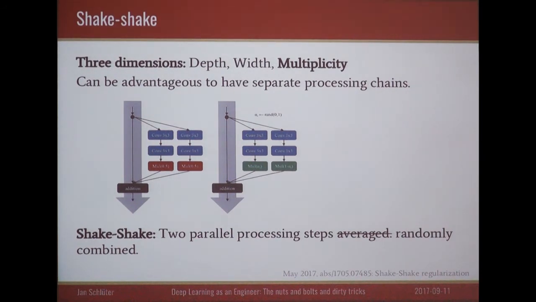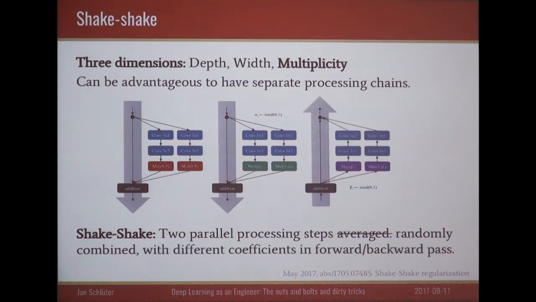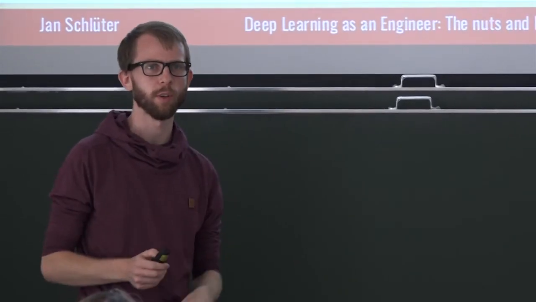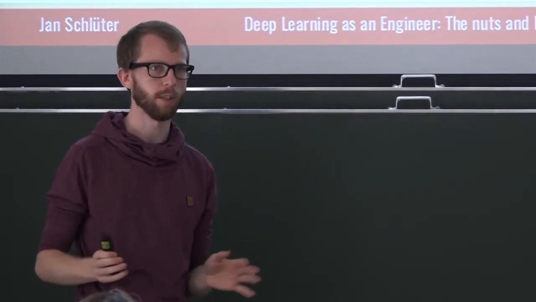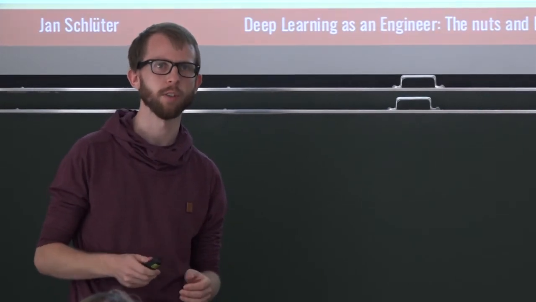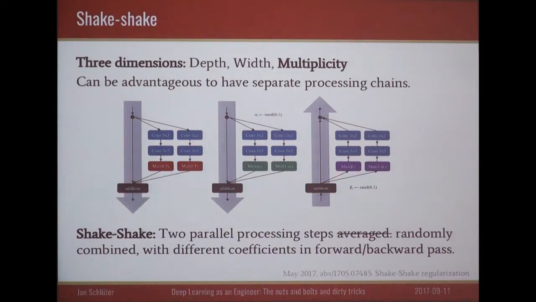And now what's actually the interesting part is, for the backward pass, they sample another random value between 0 and 1, and then assign the gradient based on these randomly chosen weights. So it completely messes up the backpropagation. It doesn't compute the gradient of the forward pass anymore. It just chooses some random way to distribute the blame onto these two computation passes.